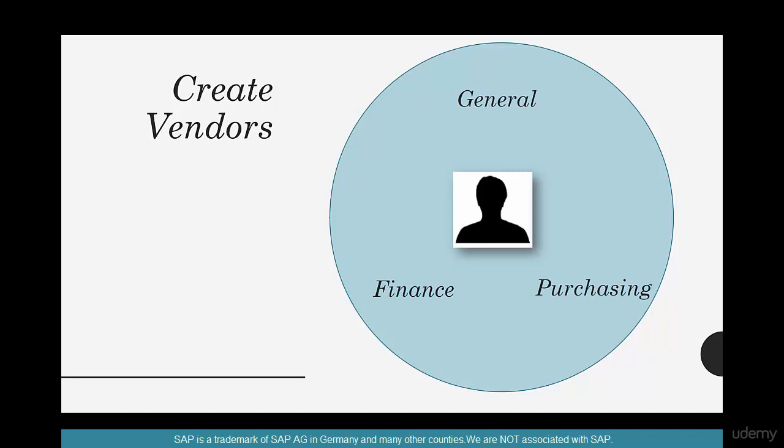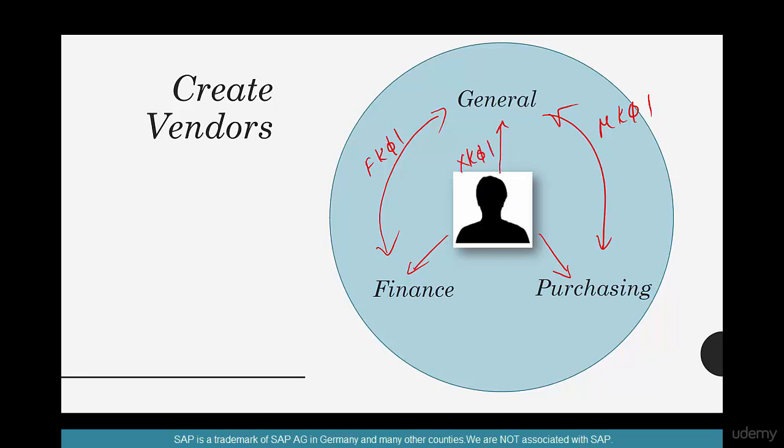And we have seen how to create vendors. Vendors have 3 different views. Unlike materials, which have so many different views, vendors just have general, finance, and purchasing views. We have seen that you can create general and purchasing view or general and finance view differently. You can create general and finance view together using FK01. If you want to create general and purchasing view together, you can use MK01.